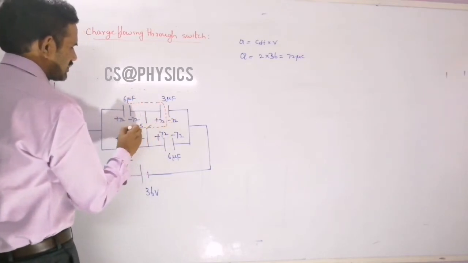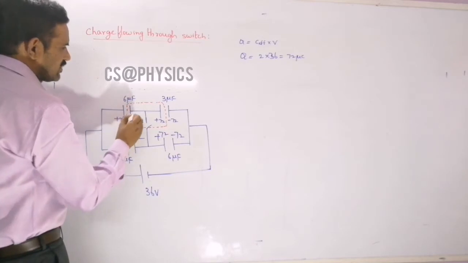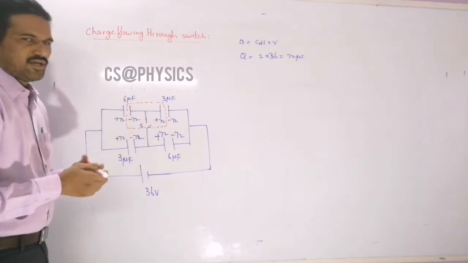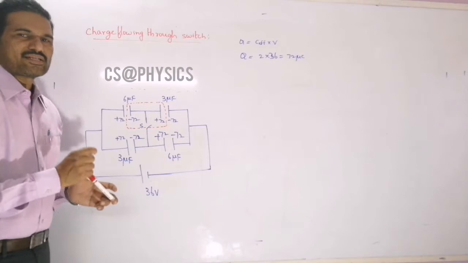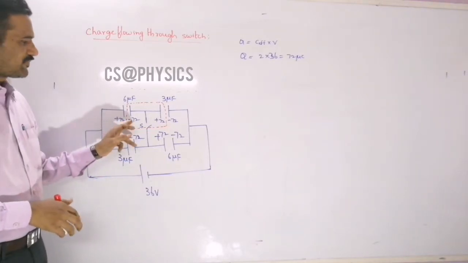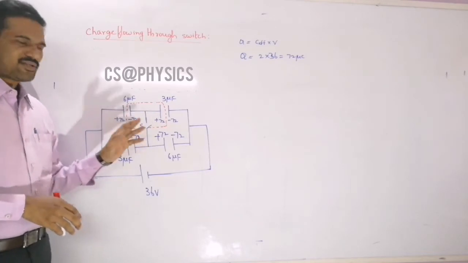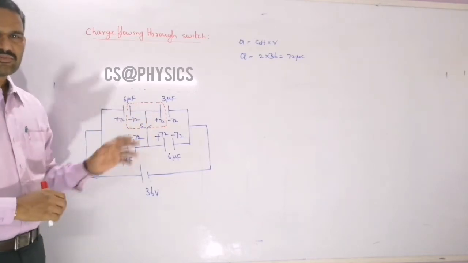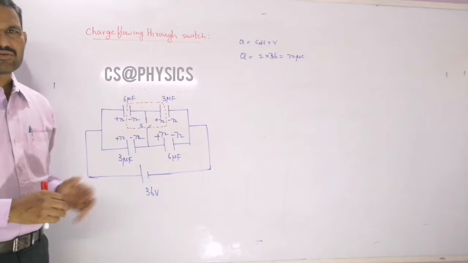So I am taking these isolated plates. These two plates together I am taking here. Now the net charge on those two plates, initially and finally, we need to write here. So the initial charge on those two plates is plus 72 minus 72 and plus 72, that will be 0, right? So that means the initial charge on these two plates will be equal to 0.